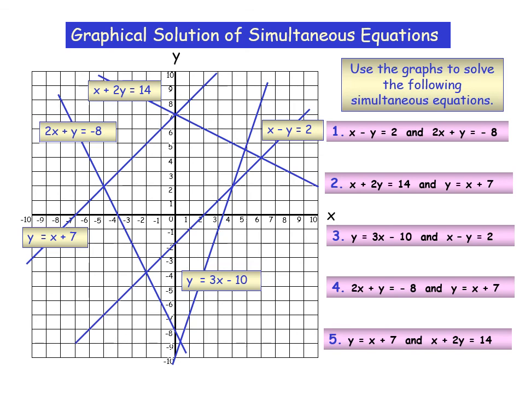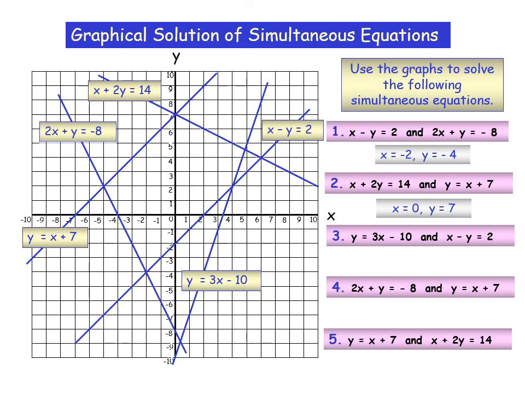We have x plus 2y is equal to 14. Where is x plus 2y is equal to 14? It's this line here. And then what about y is equal to x plus 7? Here it is. So this line and this line cross where? They cross at this point. This point is the point where x is equal to 0, so the value of x here is 0. And the value of y here is 7. So the solution here is x is equal to 0 and y is equal to 7.